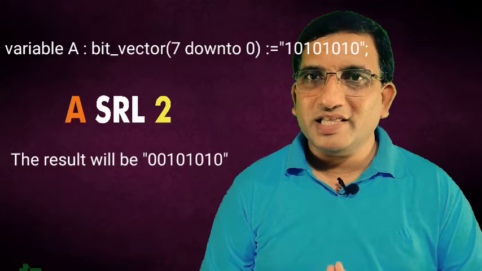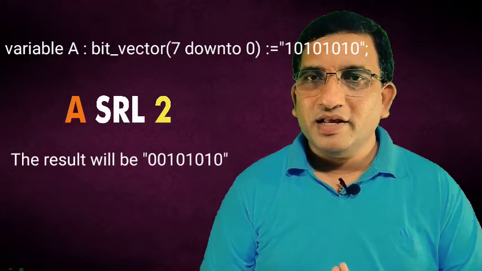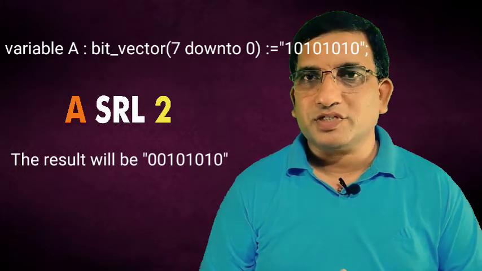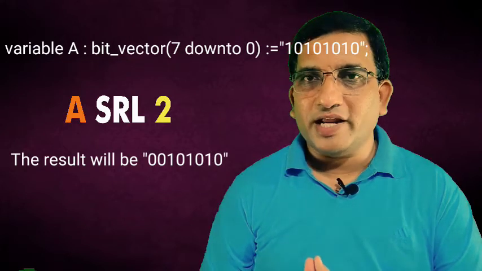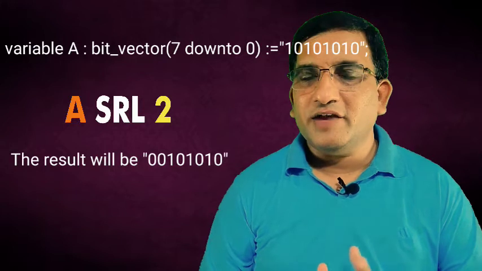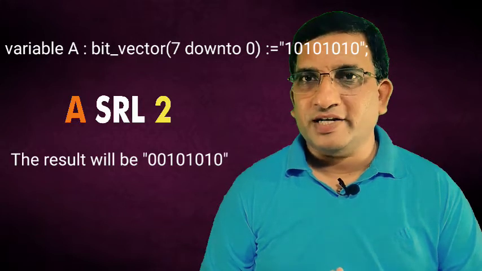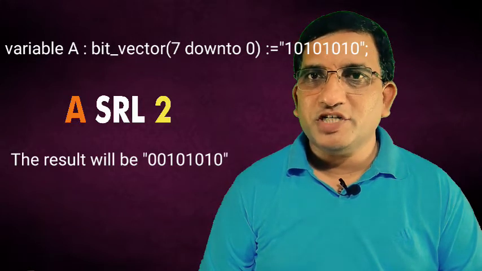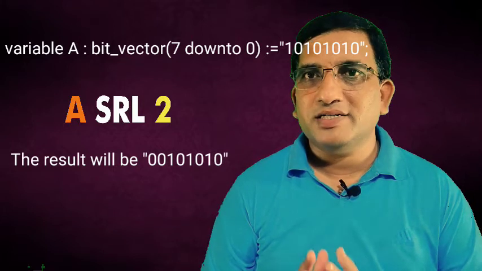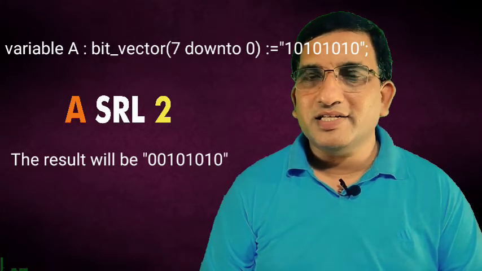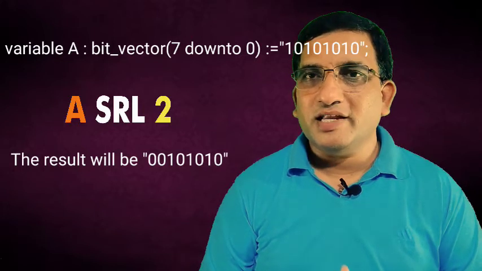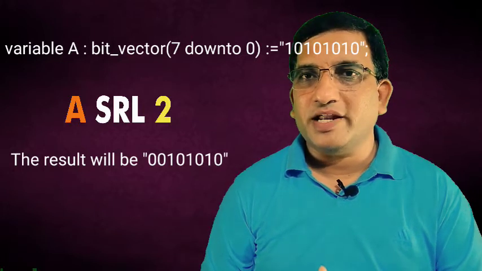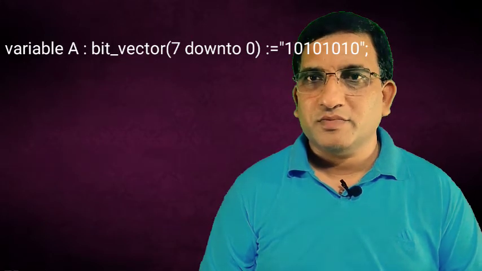As you can see from the value in variable a and the result that is produced, when this data is shifted to the right by 2-bit positions, the leftmost 2 bits will become vacant, and those vacant bit positions will be filled by 0. So that's why in the result, the leftmost 2 bits will be 0 0, and the remaining data will be shifted to the right by 2-bit positions.